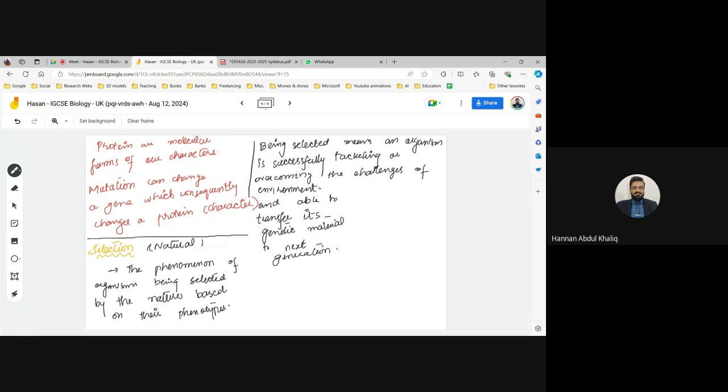Let me repeat my sentence. The real fitness certificates are those offspring which are going to be produced after the successful course of reproduction. So fitness is being able to produce offspring, or being able to transfer the genetic material to the next generation. That is the fitness. Coming to the challenges, what are the challenges of an environment? What are the challenges an organism would face? Basically, these challenges, in other words, are called selection pressures. Or you can say these are factors of natural selection.